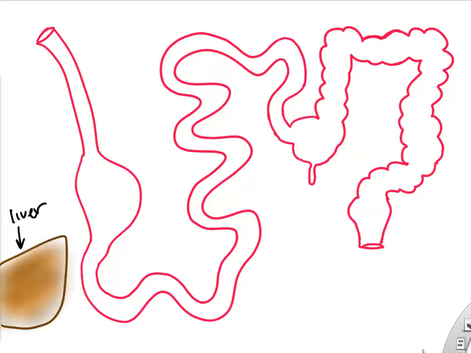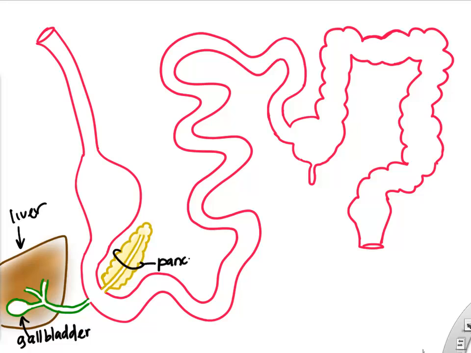The liver actually helps secrete, with the help of the gallbladder, bile into the digestive tract at the duodenum. And so we'll talk more about bile, but bile is important for digestion of fats. The pancreas also secretes into the duodenum. The pancreas secretes bicarbonate and also digestive enzymes, which we'll talk more about as well.